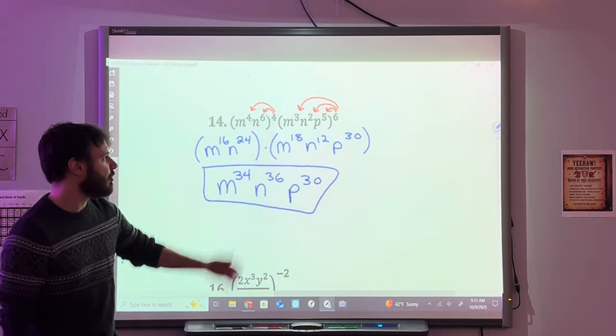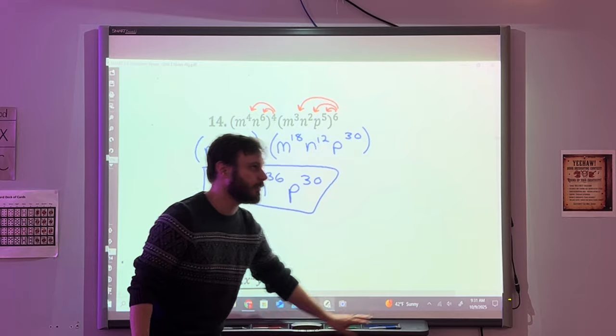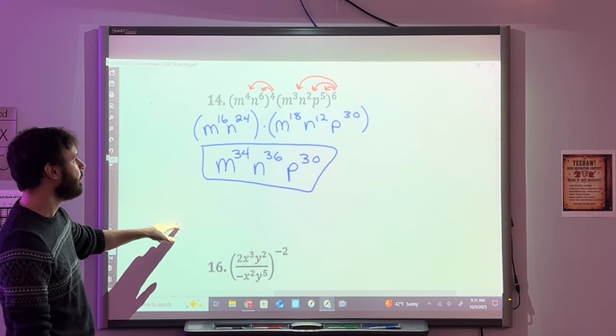There we go. So it looks scary, but like, not that bad. It's kind of satisfying to put that together. I don't know, maybe I'm just a nerd.